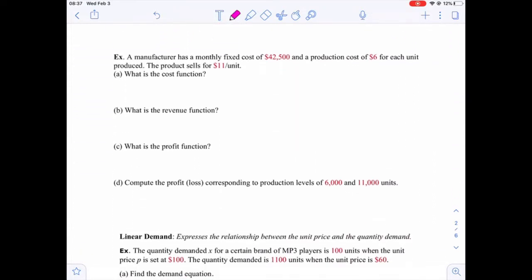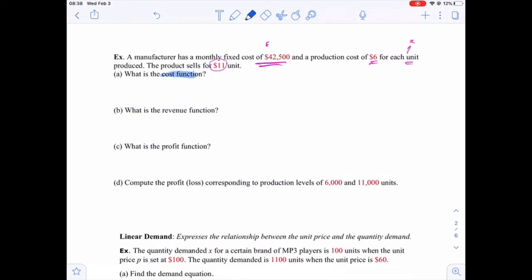Okay, now let's take some examples, and we start with this example. A manufacturer has a monthly fixed cost. This is the fixed cost F. And a production cost of $6 for each unit. That means 6 per x, because the number of units is x. The product sells for $11 per unit.